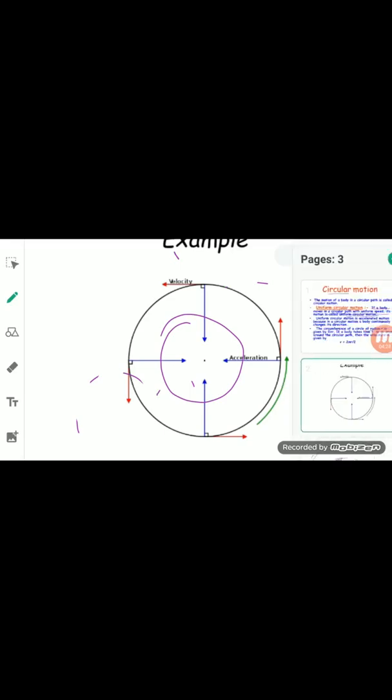Okay, so this kind of centripetal force you can see in the case of the sun. The planets revolve around the sun, so the centripetal force is the gravitational pull of the sun. In the case of a satellite also, it is moving around the earth, showing circular motion. Okay, so these are actually centripetal forces.